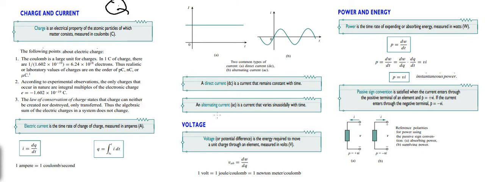Voltage, or potential difference, is the energy required to move a unit charge through an element, measured in volts. We have V equals the change of energy with respect to charge. The unit for potential difference is 1 volt, or joule per coulomb, or we can convert joule into newton meter per coulomb.